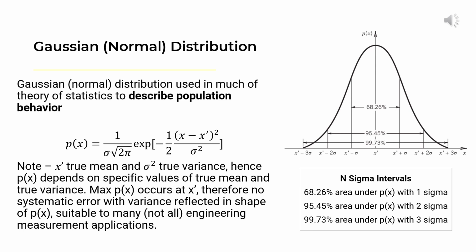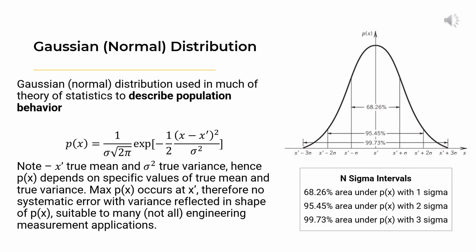The probability density function for a random variable x having a normal distribution is defined by this equation: p equals 1 over sigma square root of 2 pi, with the exponent taken to minus 1/2 times x, the value of the measured variable, minus the mean, squared, over sigma squared, where x prime is defined as the true mean and sigma squared is the true variance of x.